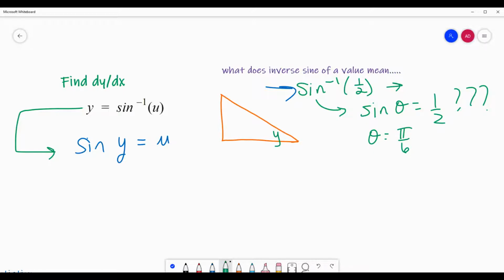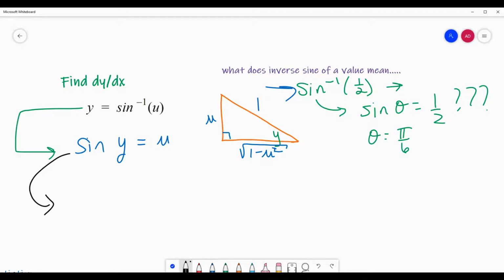Remember, sine is opposite over hypotenuse, so I'm going to put u over 1. And that's going to give me my missing side to be the square root of 1 minus u squared, by that very cool guy called Pythagoras. So I got my little triangle, because you know it's a right triangle. Now let's go back to our calculus world.